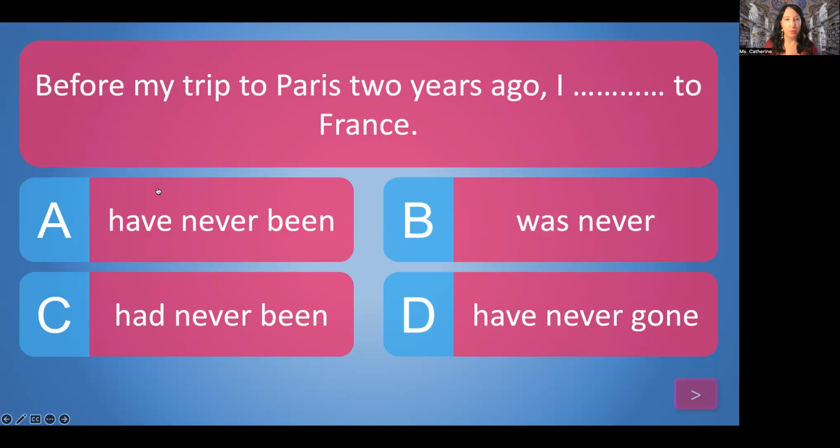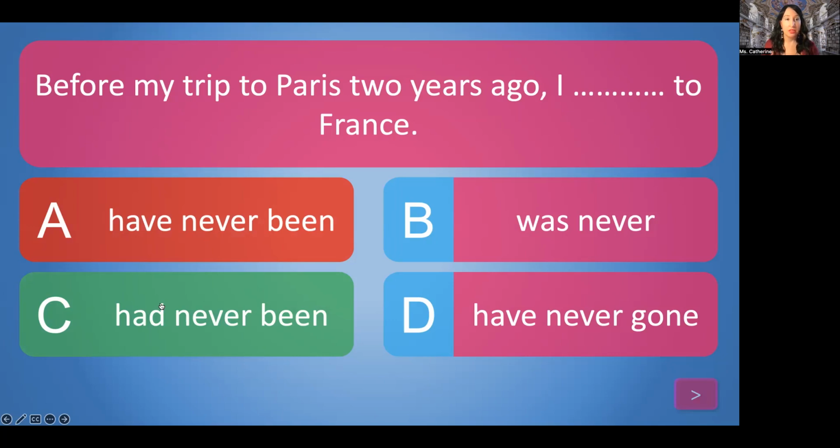Okay, before my trip to Paris 2 years ago. Would it be A? Let's see. No. So what do you think it could be? That's right, had never been. The reason why I chose A, had never been, have never been, is because most people get this incorrect. Why is it had never been?